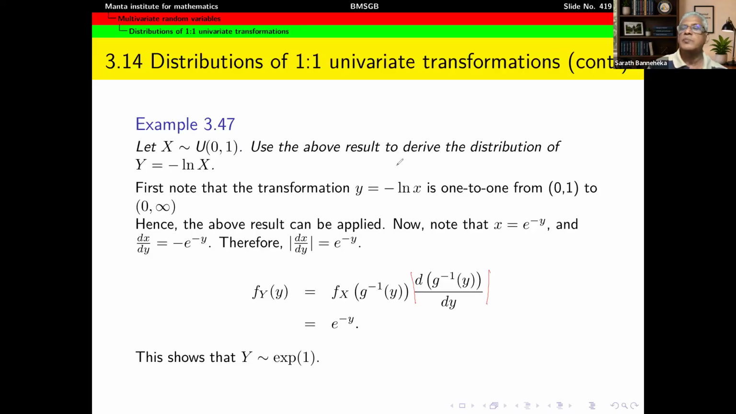Right? So this example can be considered as a theorem also. If x is a uniformly distributed random variable, standard uniform random variable, then y equal to negative log x has an exponential distribution with rate 1.